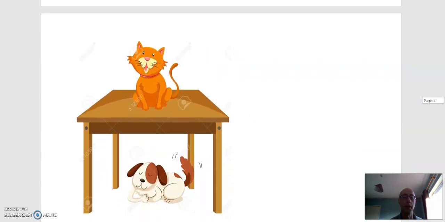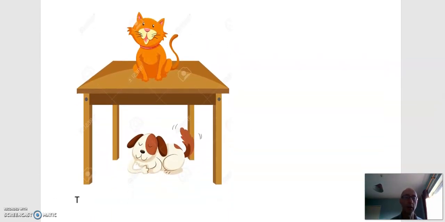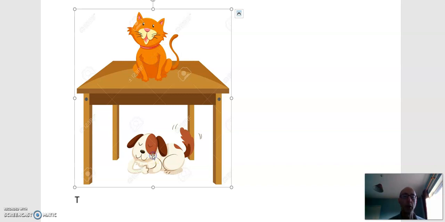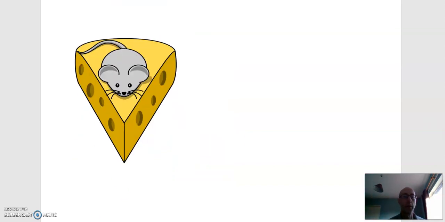Next one. What can we say about the cat and the dog? Let's start with the dog. The dog is under the table. The cat is on the table. The cat is on the table or on top of the table. The dog is under the table. Let's look at the next one. Where's the mouse? The mouse is on top of the cheese. On top of.